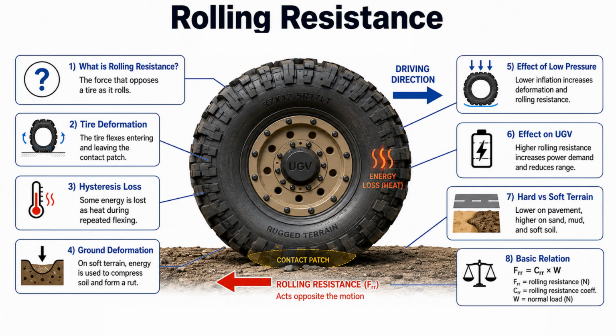On soft terrain, additional energy is consumed as the tyre compresses the ground and creates a rut. This is why rolling resistance is normally lower on pavement and higher on sand, mud, and loose soil.